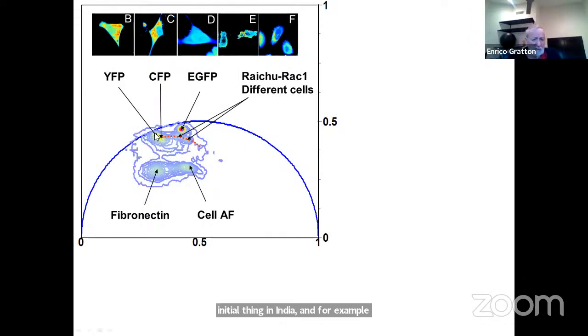For example, this point is YFP. CFP is clearly very similar. EGFP is in a different position. We have the cell autofluorescence, which is more or less in the center of the plot, and the fibronectin, which can be in another position. And then we have here a line which indicates a biosensor, RAICHU-RAC1, with these different values, and I will show you why there are different values.